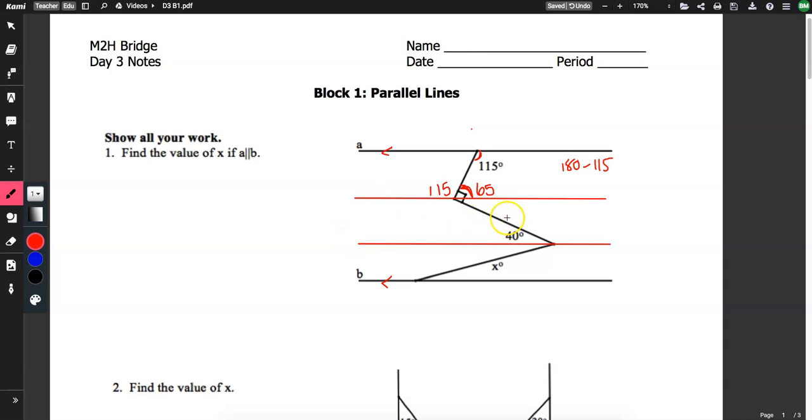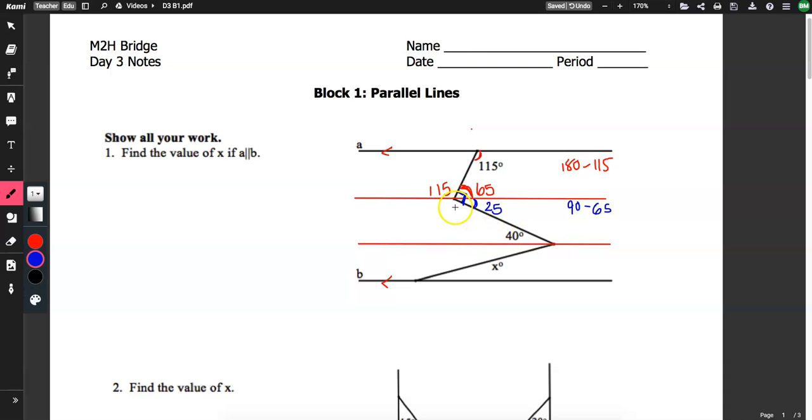Now if I look at the middle part, I have another transversal going the other way. But I also have this 90-degree angle here. So I know the red angle up top and this little blue angle should equal 90 degrees. So I have 90 minus 65, making this little one 25 degrees.